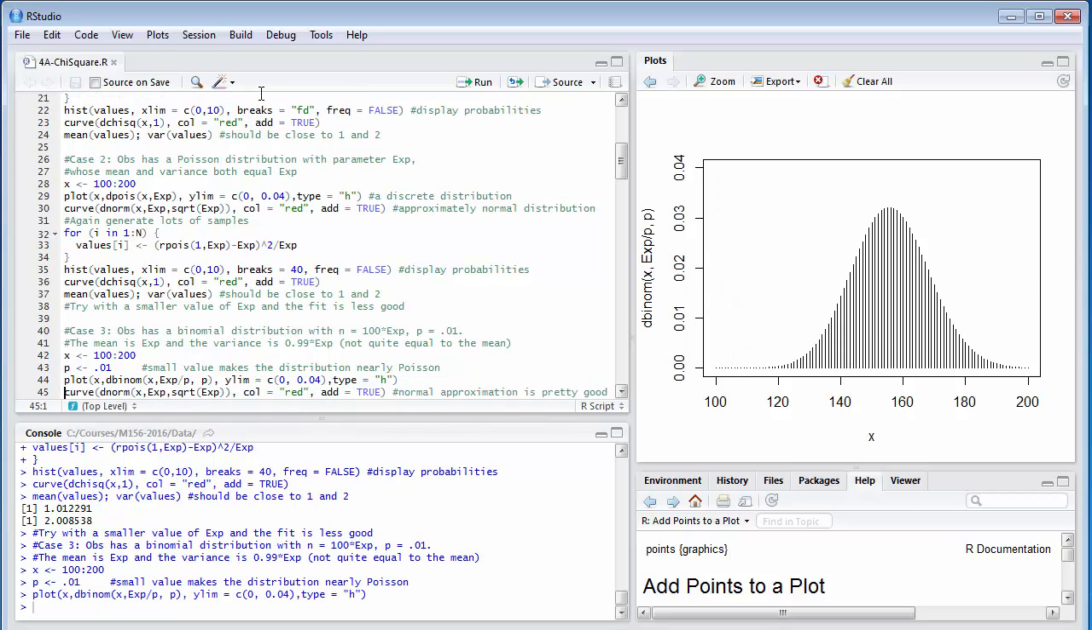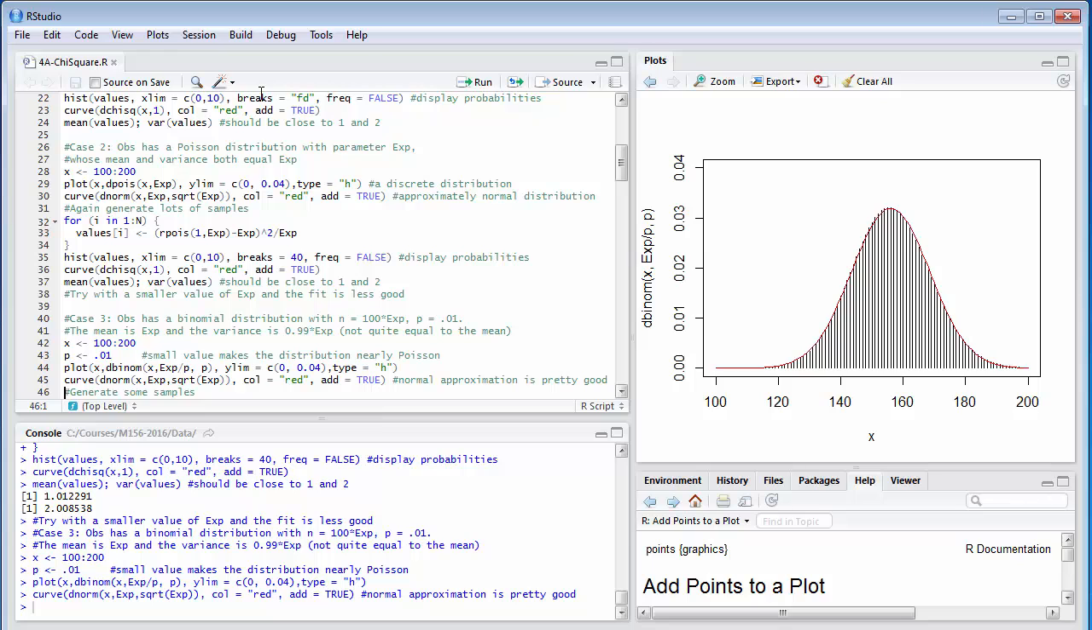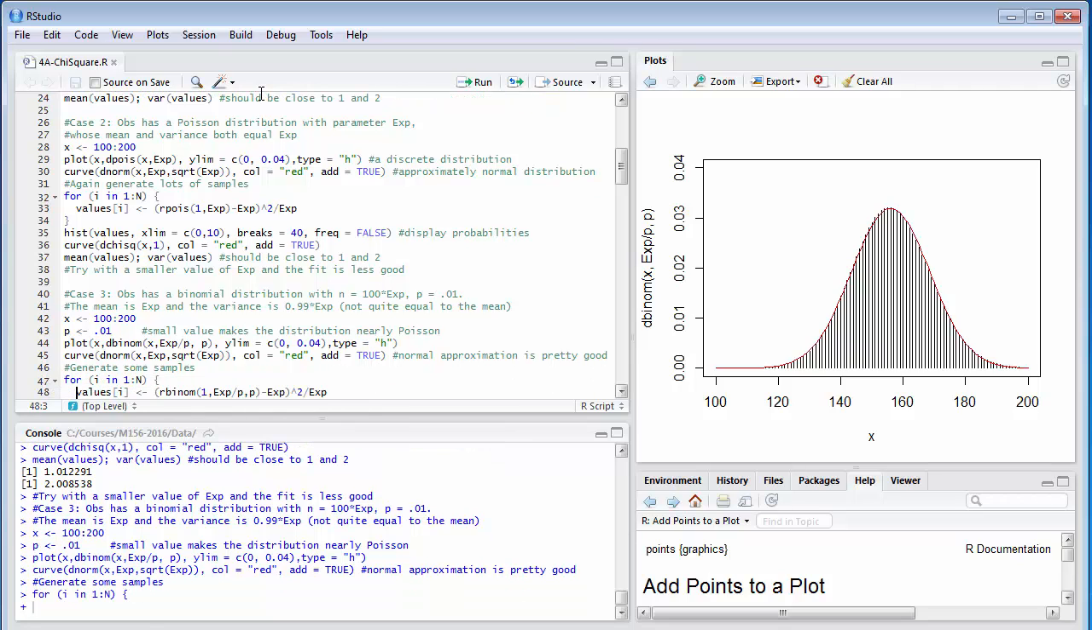And when you look at that, well, the distribution is nearly Poisson, but in this case, you really can't tell that it differs much from a normal distribution. There's an overlay of the normal distribution density function for the same mean and same variance. Let's generate some samples again.